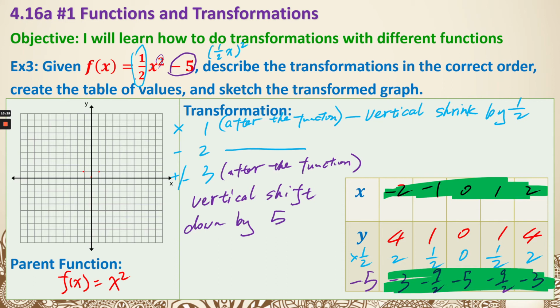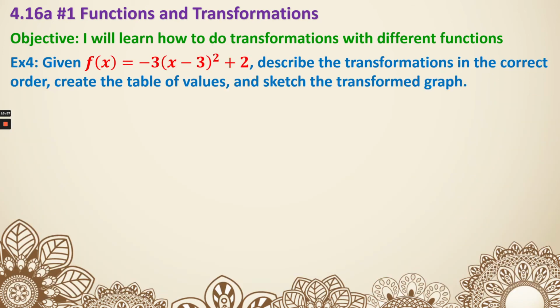So let's have a look. (-2, -3). That's my first point. Then it's (-1, -9/2), which is right here. Then 0 is at -5. Then keep on going here. And the last point is going to be at (2, -3). So there we go. That's our graph after the shift, after the change. That's example 3. Next, example 4.